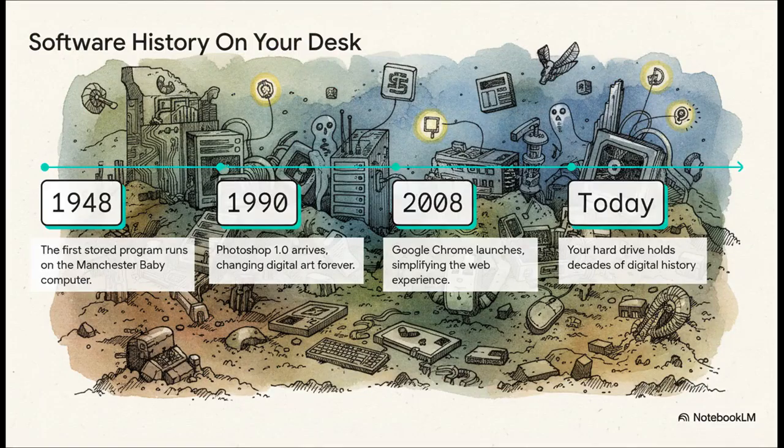And what you have on your computer is part of this incredible legacy. The whole journey started way back in 1948 with the very first stored program on a computer. Then came game changers like Photoshop in the 90s and browsers like Chrome that completely redefined the web. Every single app on your machine is a direct descendant of this amazing history. Your hard drive isn't just storage, it's a living archive of decades of human ingenuity.